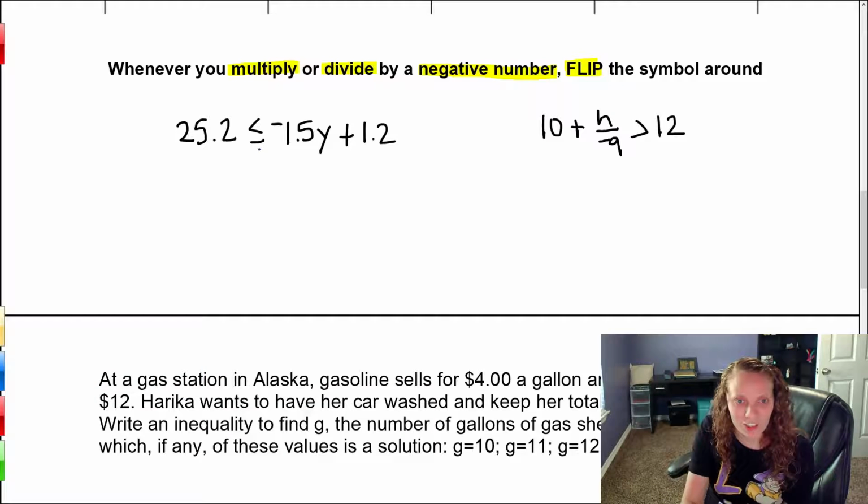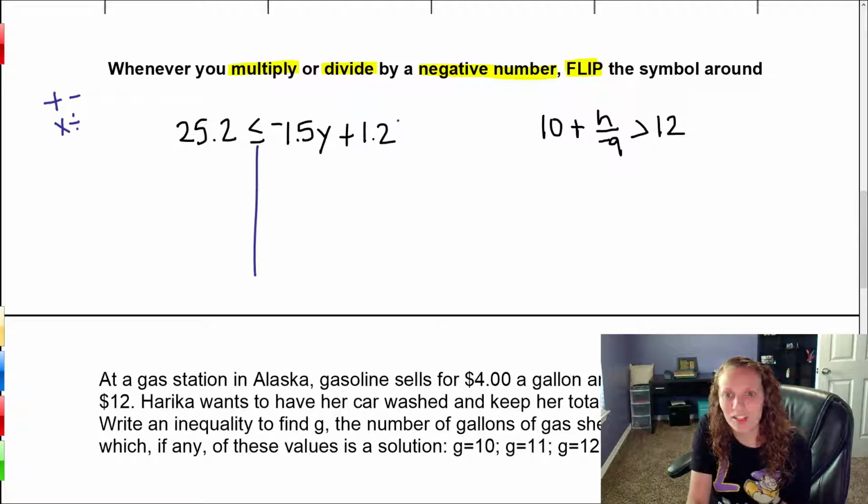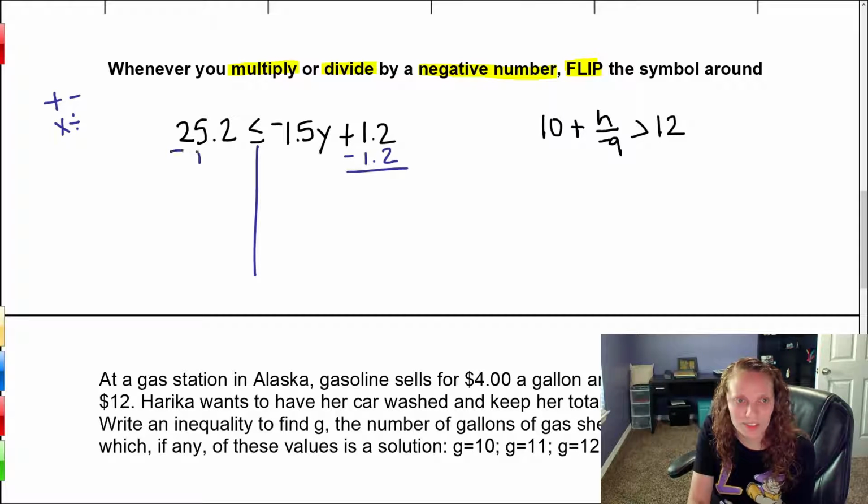So let's look at this first one. I'm going to draw my line at the inequality symbol, and remember we either add or subtract first most of the time, and then multiply or divide second. So I see this plus 1.2, and the opposite of plus 1.2 would be minus 1.2. So we're going to do that on both sides. These cancel out to 0. And then 25.2 minus 1.2 would be 24.